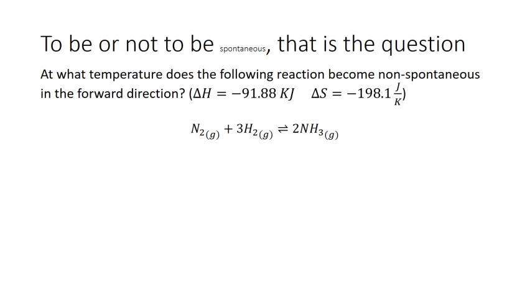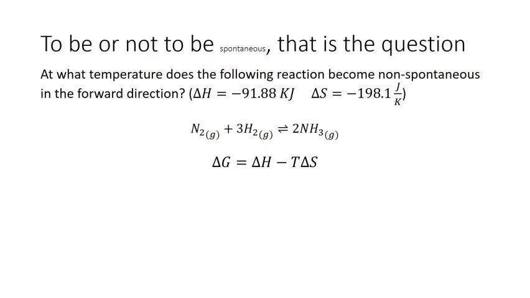So a question might be something like this. All right, at what temperature does the following reaction become non-spontaneous in the forward direction? So we are looking at the formation of ammonia again from its parts, nitrogen and hydrogen, and we're going to look at what temperature this stops being spontaneous in the forward direction. So the first thing we're going to do is figure out what equation we're going to use, and we are going to use this equation where we have temperature in there, so we can figure out a temperature at which it becomes non-spontaneous.